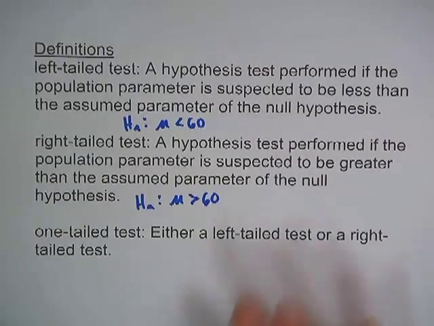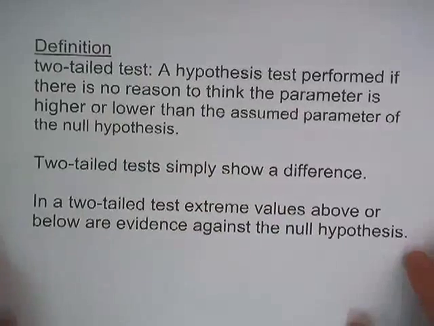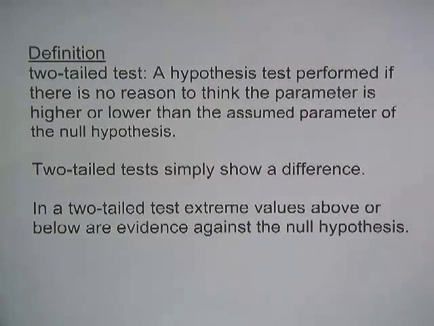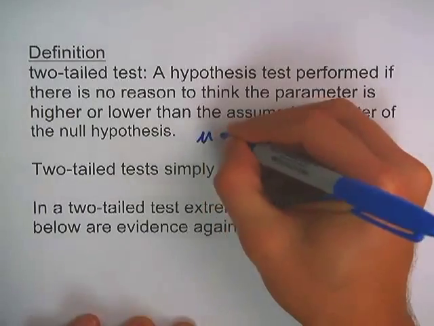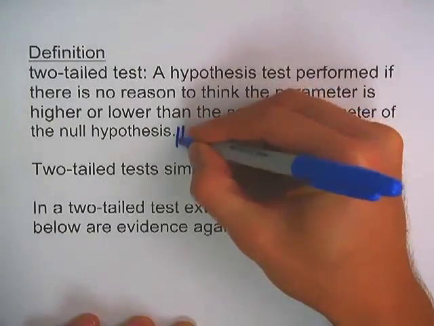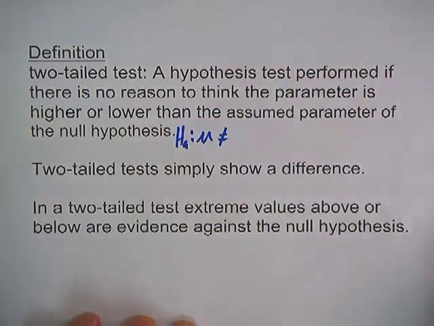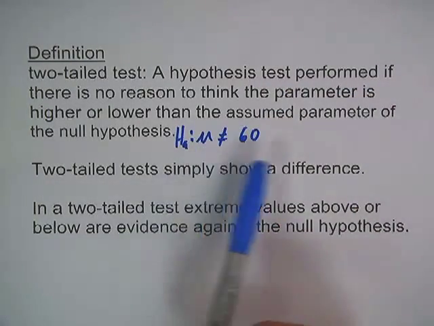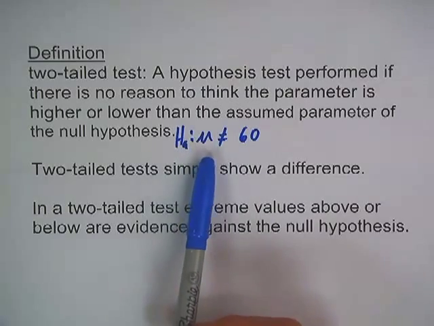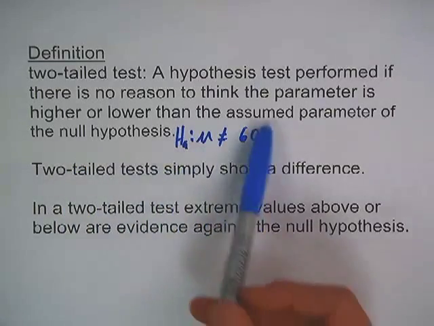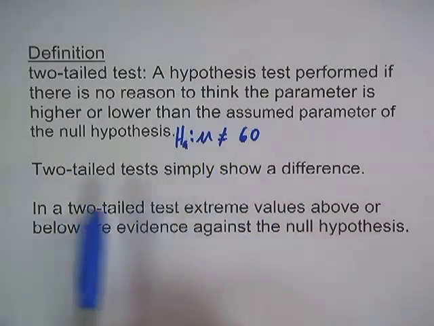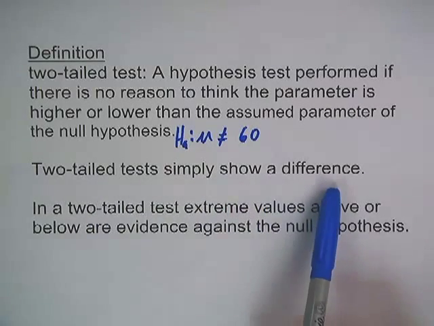To contrast that, a two-tailed test is a hypothesis test performed if there is no reason to think the parameter is higher or lower than the assumed parameter of the null hypothesis. So if I were running a two-tailed test, in this case, my alternate hypothesis would be that mu does not equal 60. So I'm not trying to show that mu is greater than 60. I'm not trying to show that mu is less than 60. I'm just trying to show that it's different. Okay, so two-tailed tests simply show a difference.